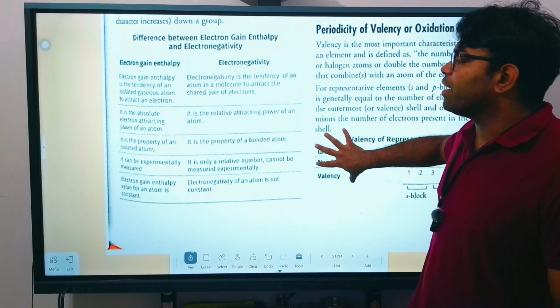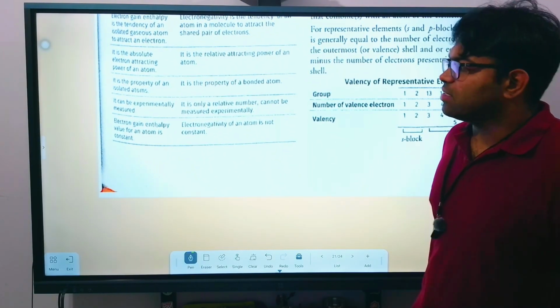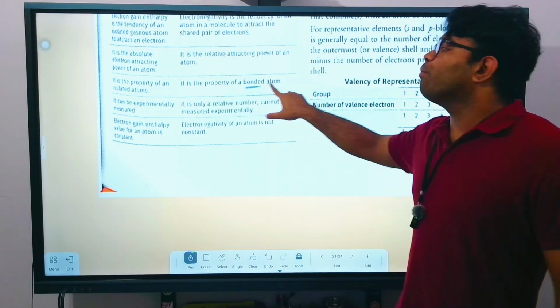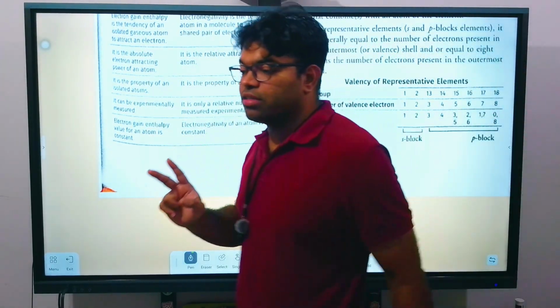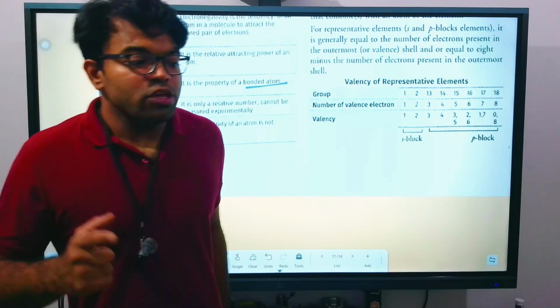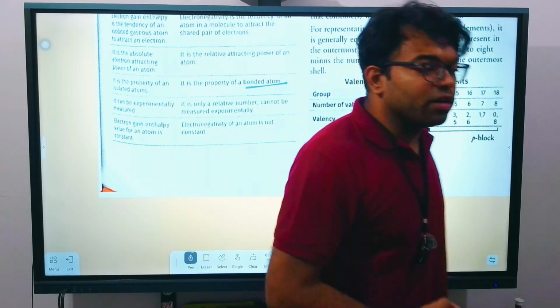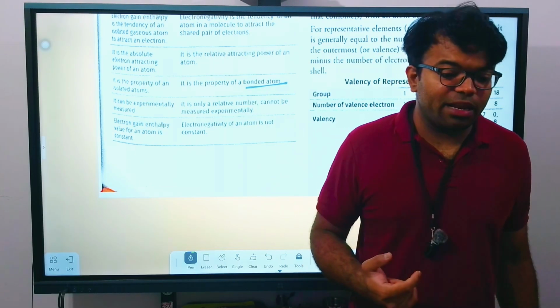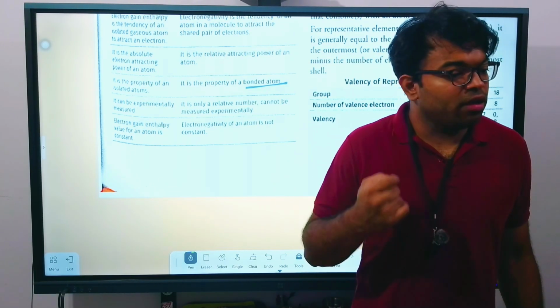Electronegativity is the relative attracting power of an atom. Next, electron gain enthalpy is a property of an isolated atom, whereas electronegativity is a property of a bonded atom. That is the main difference. For an isolated atom, electron gain enthalpy actually works, but you cannot calculate electron gain enthalpy if the atom is part of a molecule.